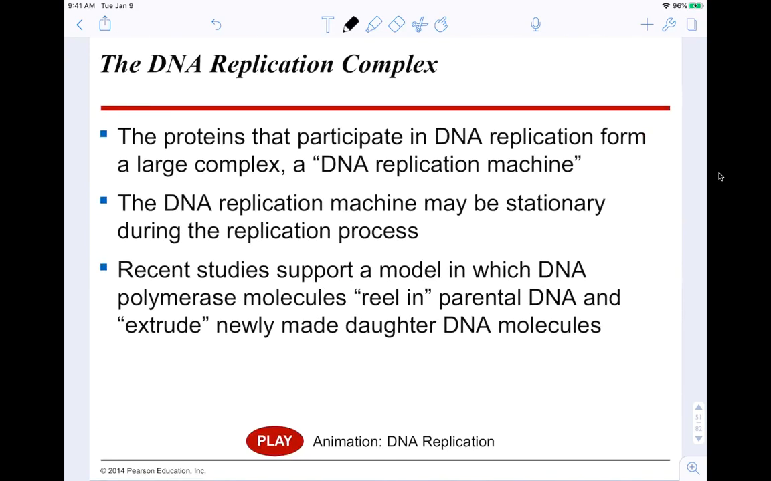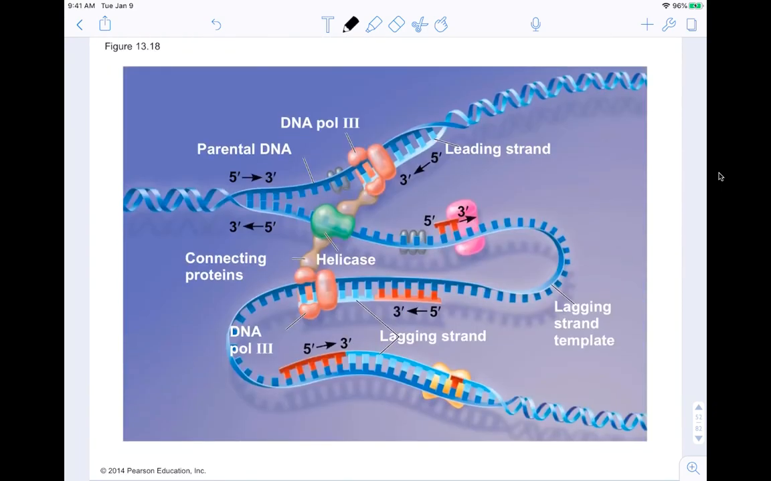Okay, so the proteins that participate in DNA replication form a large complex, a DNA replication machine, if you will. So the DNA replication machine may be stationary during the replication process. Recent studies support a model in which DNA polymerase molecules reel in parental DNA and extrude newly made daughter DNA molecules. So kind of like this. It's this machinery that doesn't really move, but the DNA is being pulled through it. It's like a little conveyor belt of continuous motion between the parental DNA, and then you're spitting out the completed DNA segments.